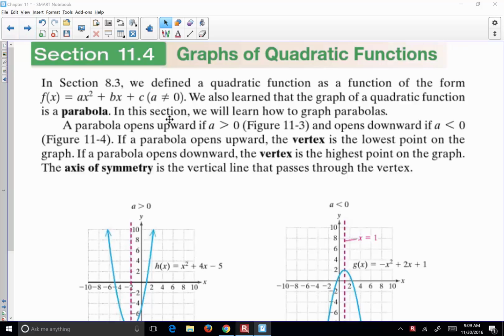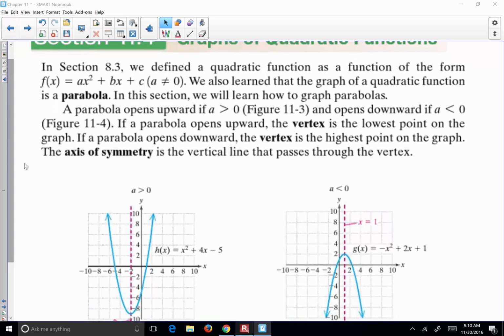Today we are going to graph them. We'll learn how to graph certain format of quadratic functions, not in general. We will learn how to do it for any general quadratic functions in the next section, but special formatted ones are going to be done today. Okay, so graphs of quadratic functions is our subject.